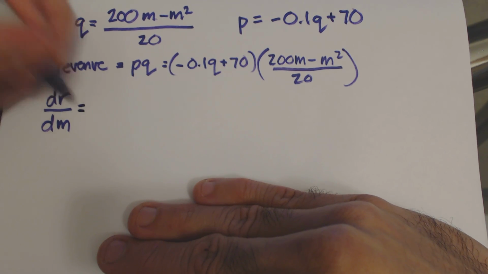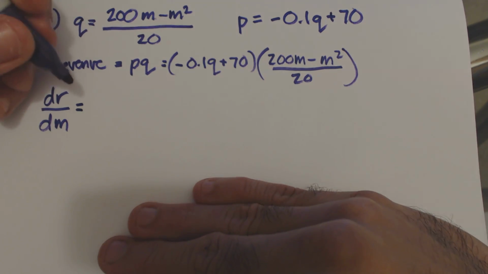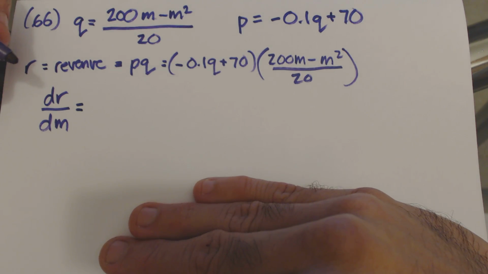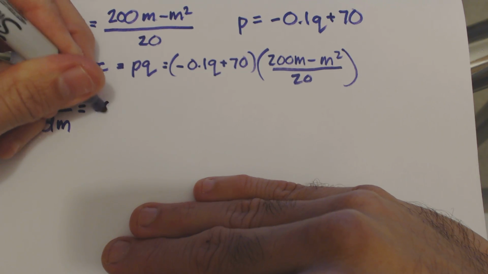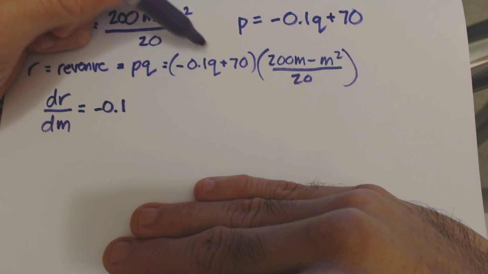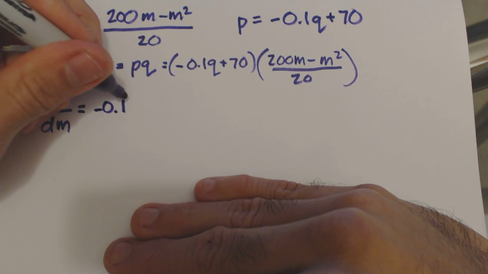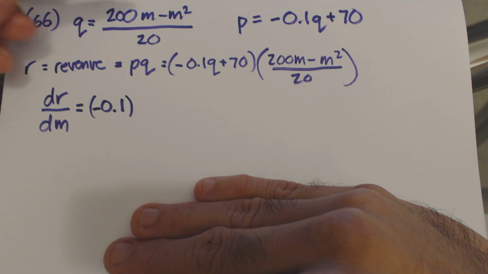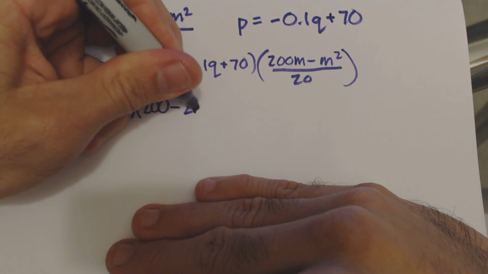So let's use the product rule. We'll take the derivative of the first function. So it's going to be negative 0.1. So that's the derivative of the outside function. Remember, Q has an inside function as well. Now we need the derivative of the inside function with respect to M, which is going to be 200 minus 2M.